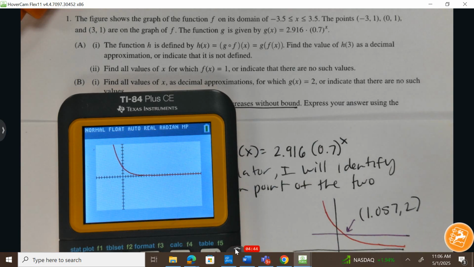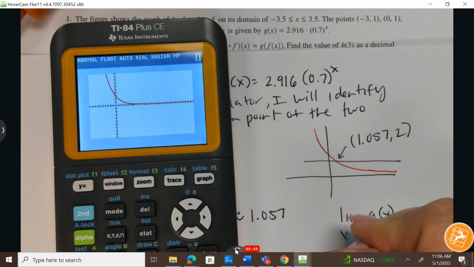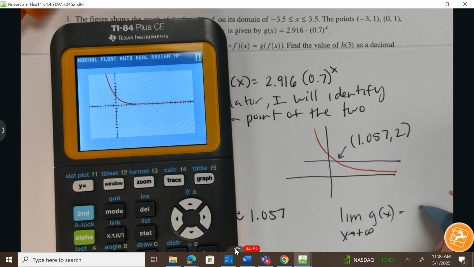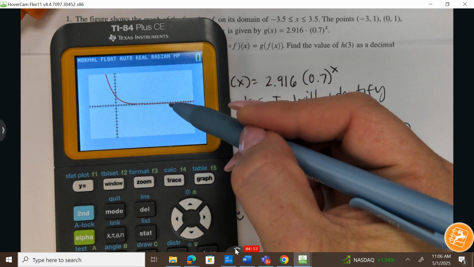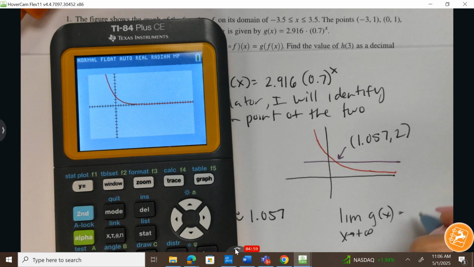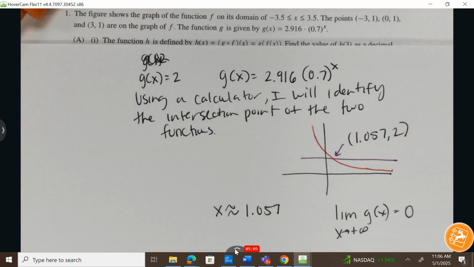So when we identify the limit, the limit of g of x as x increases without bound, we are either going to be going up to positive infinity, down to negative infinity, or it's going to get closer and closer to a y value without actually ever reaching it. And that's the case here. It's getting closer and closer to an output value of 0. Okay, let's go on to the third part of the question.